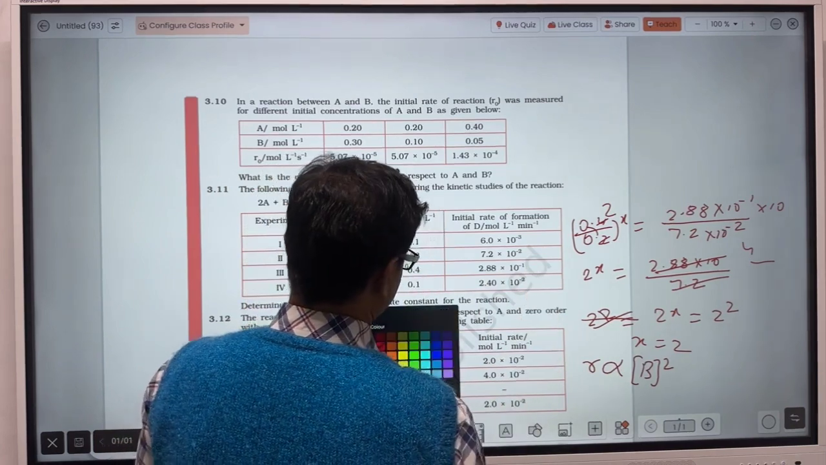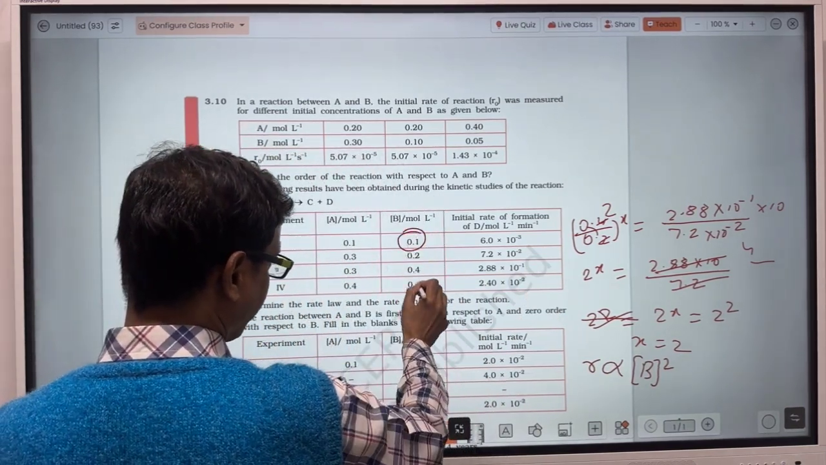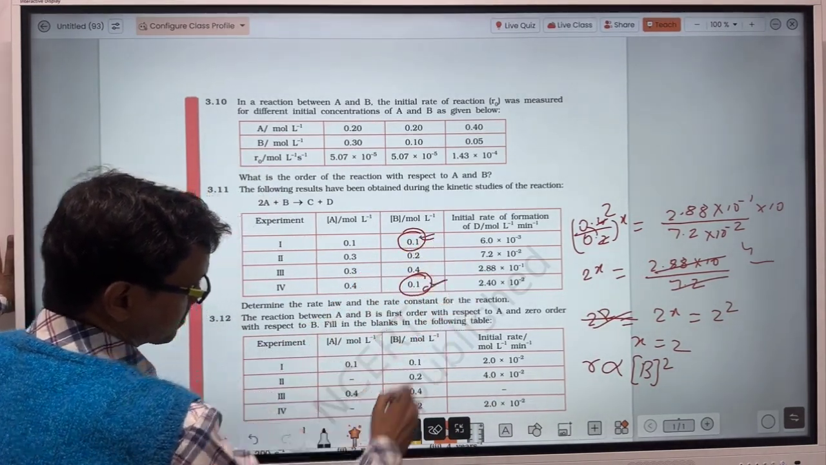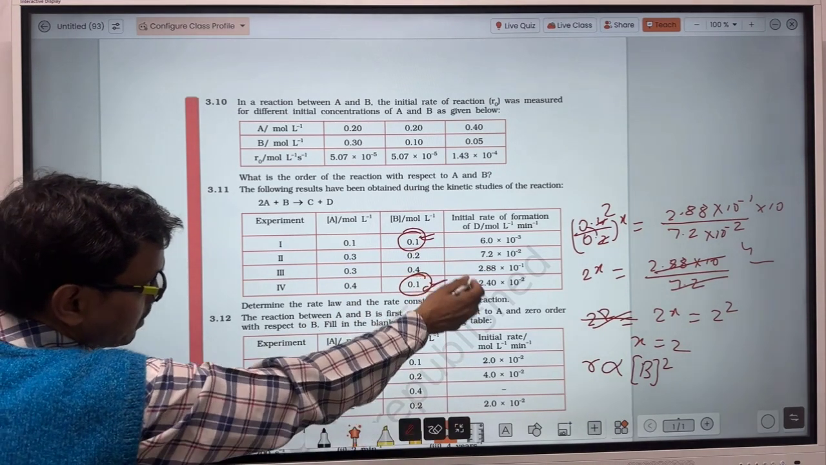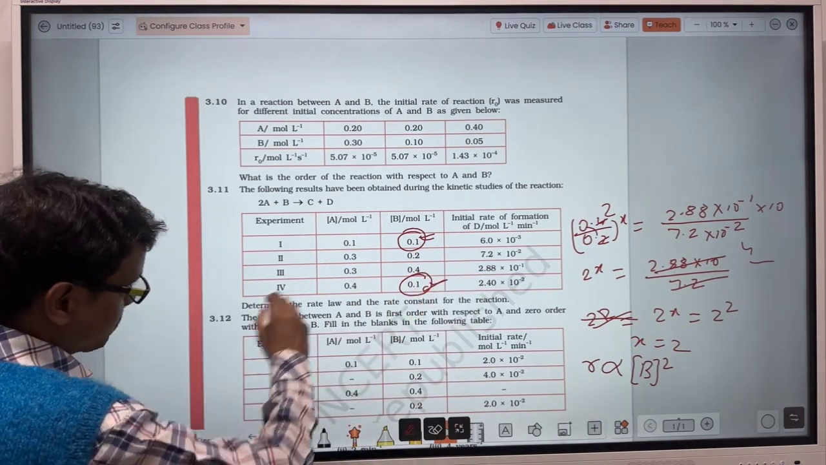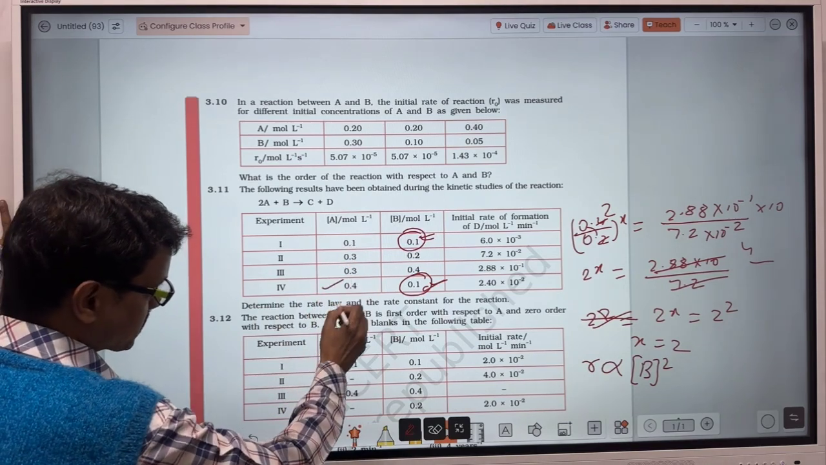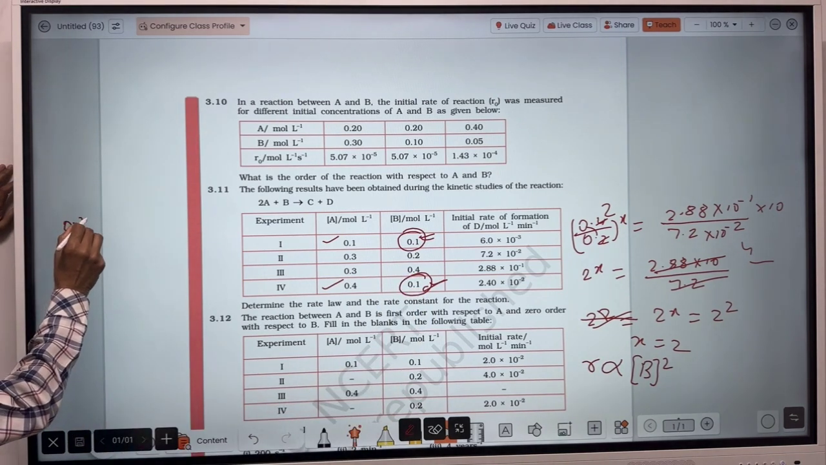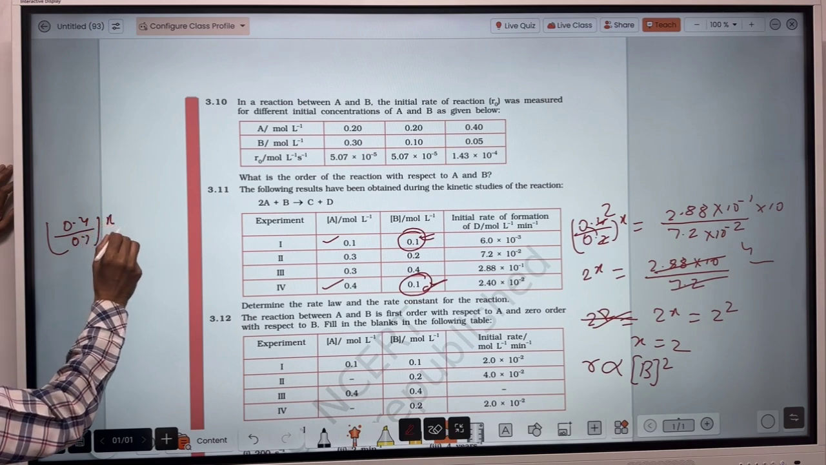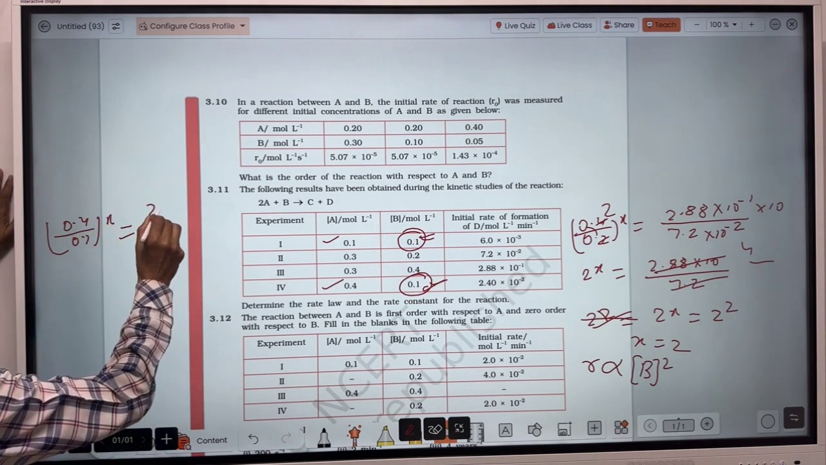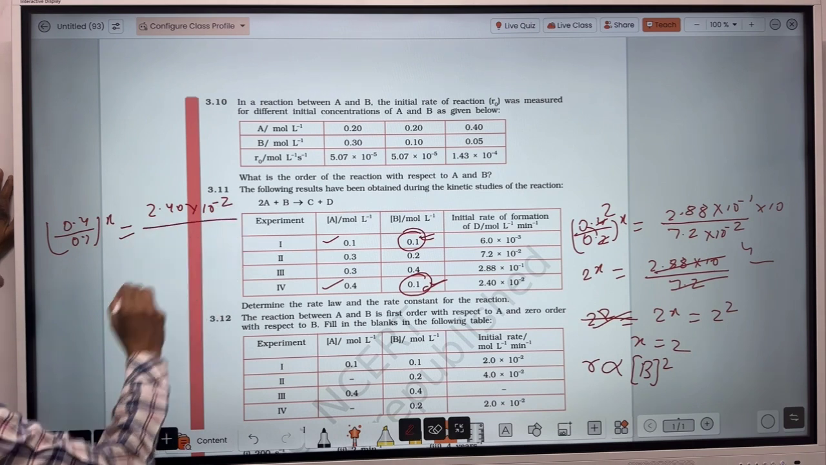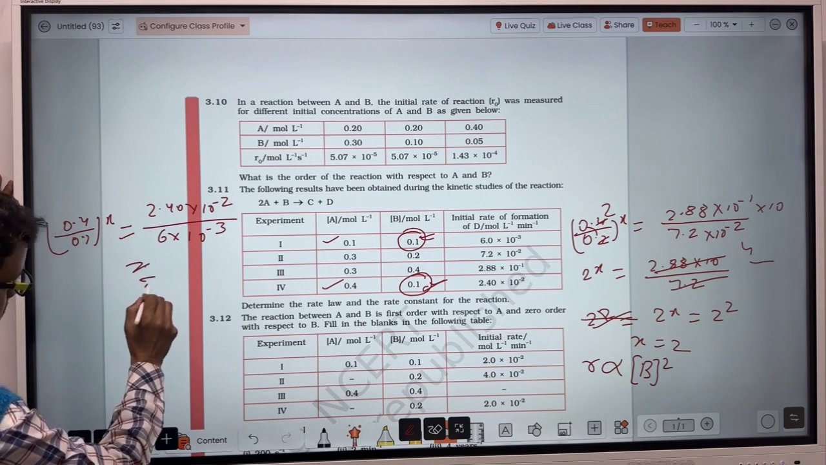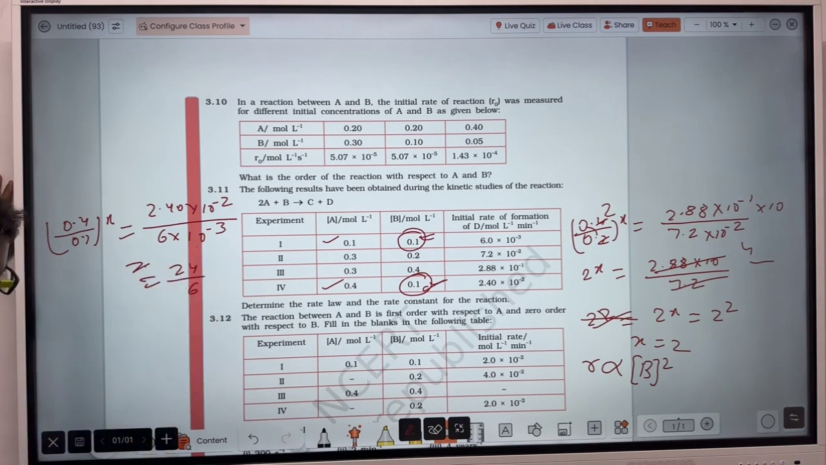So here, in which equation is this 0.1 and this 0.1? So at this one, the concentration of B is constant. So we will have to consider the effect on the rate of reaction of changing the concentration of A. Here the concentration was 0.4 and here it was 0.1. So to calculate easily, I am taking 0.4 upon 0.1, that to the power x will be equal to 2.40 into 10 power minus 2, that whole upon 6 into 10 power minus 3. So that will be equal to 24 upon 6, that will be 4.